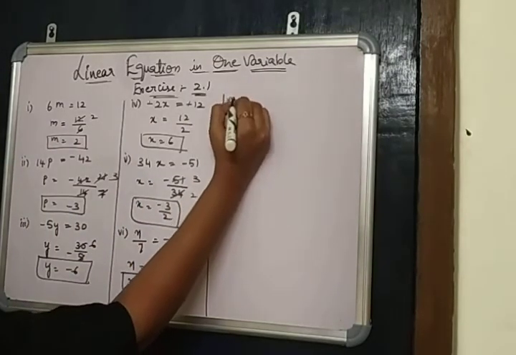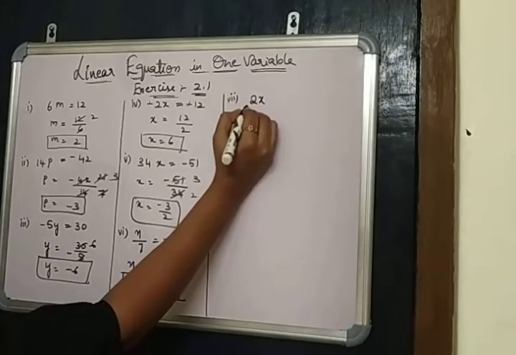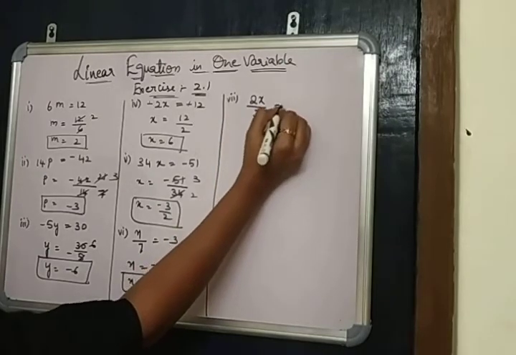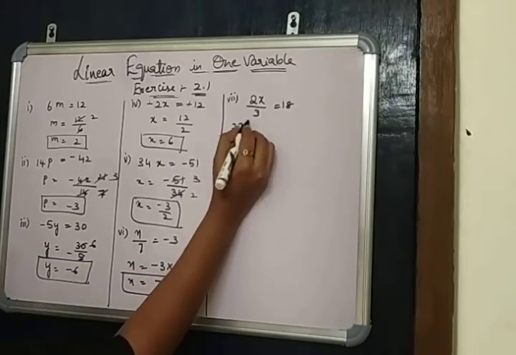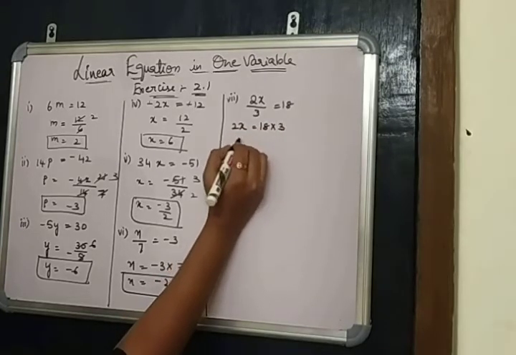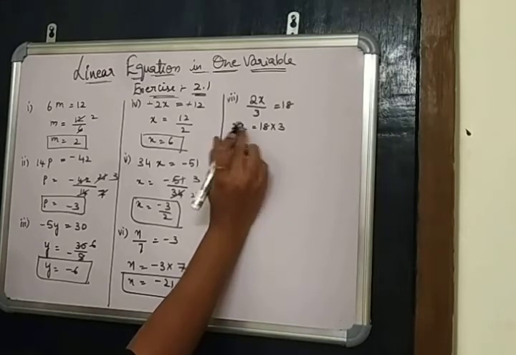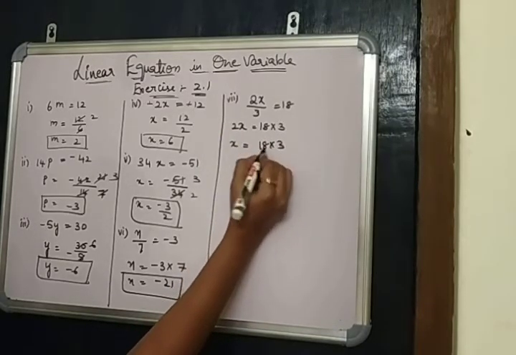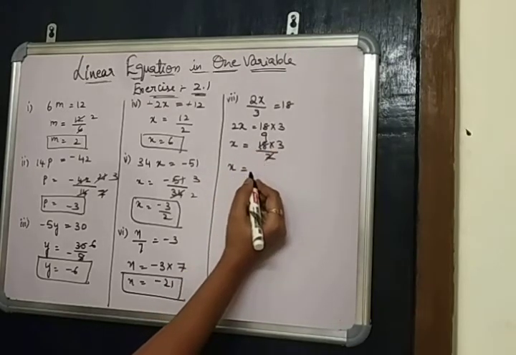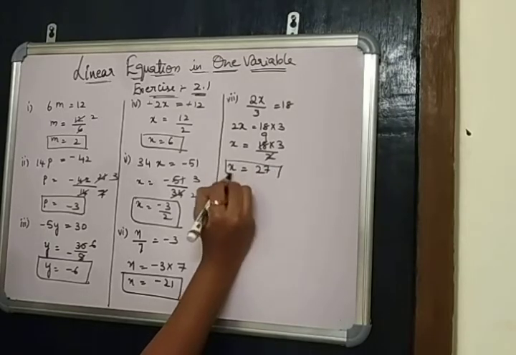And next, seventh problem, where 2x divided by 3 is equal to 18. Transpose this 3 into the right hand side, it becomes 18 multiplied by 3, where x is equal to, transpose this 2 into the right hand side, 18 into 3 divided by 2, x is equal to, 2 goes 9 times, 9 into 3, 27 is your answer.